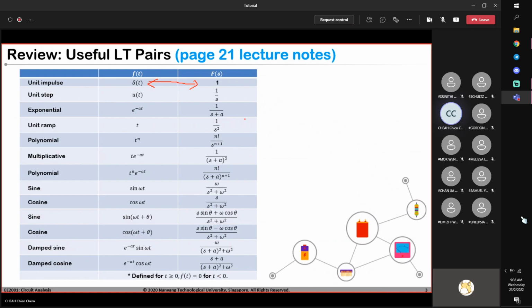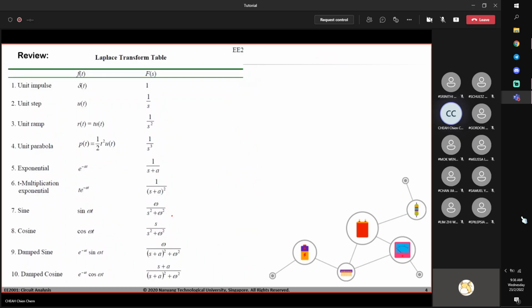Find your solutions over here, then express them as linear combinations of them. The key idea is that your solutions should be expressed as linear combinations of what you can find on the right hand side. Then you can use the linearity property to transform it back into time domain. This is just the table that you will see exactly in your exam paper, so you need not remember that, but you can use these tables to get familiar with it.